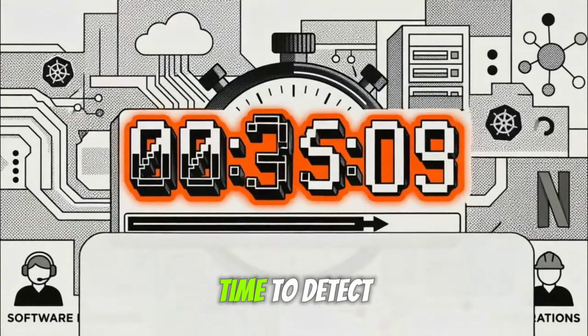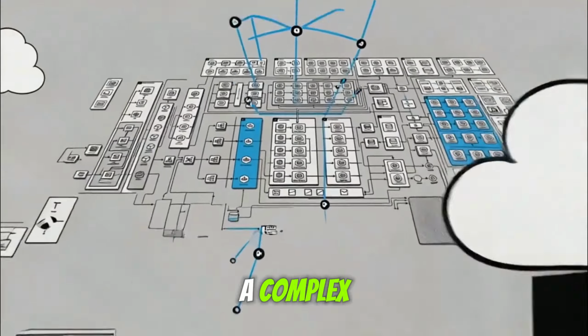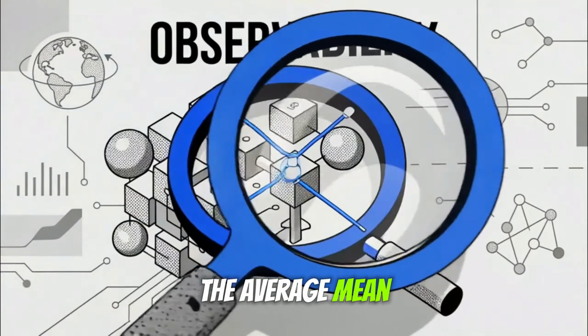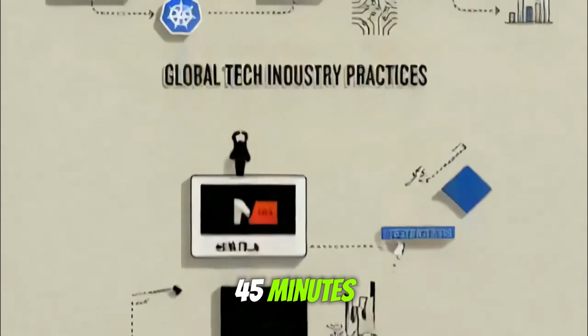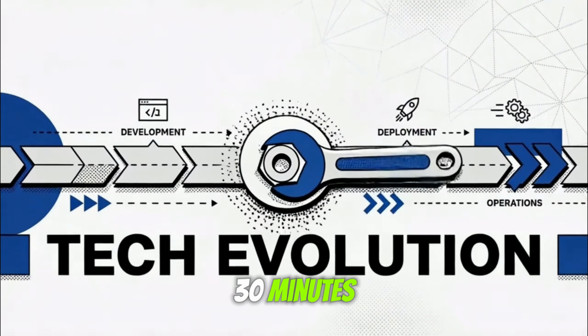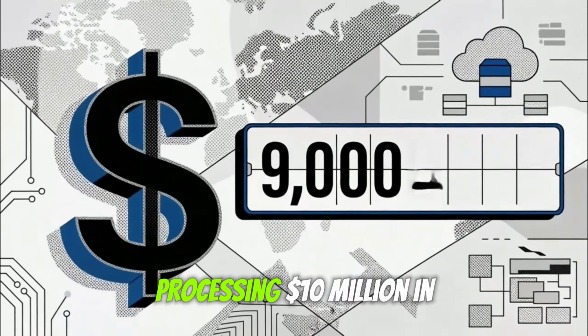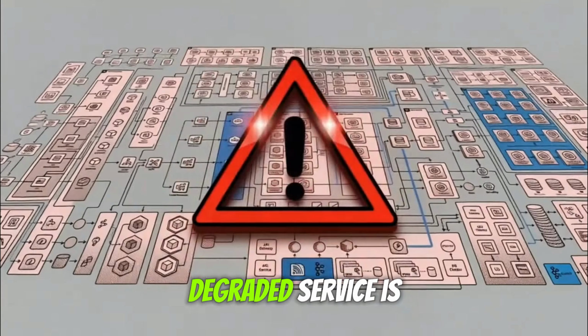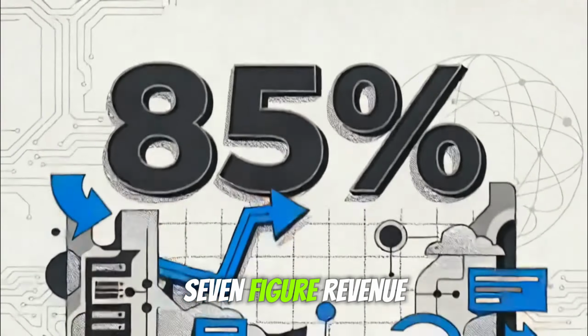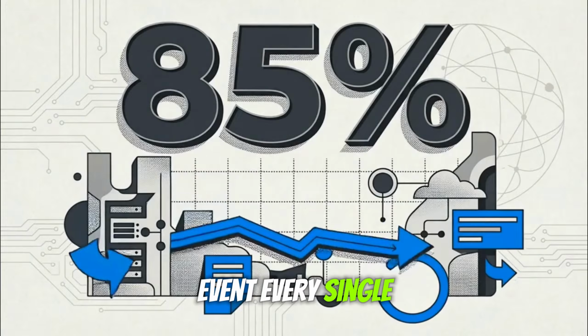The average mean time to detect an incident in a complex microservices environment is between 8 and 14 minutes. The average mean time to diagnose root cause after detection is between 20 and 45 minutes. Mean time to remediate after that is another 15 to 30 minutes. For a platform processing $10 million in daily transactions, 60 minutes of degraded service is not an operational inconvenience. It is a 7-figure revenue event every single time.